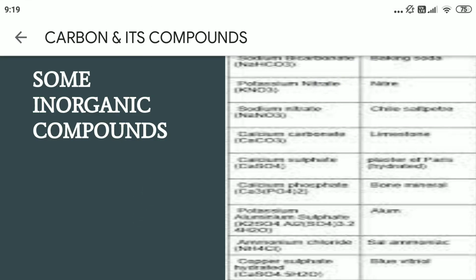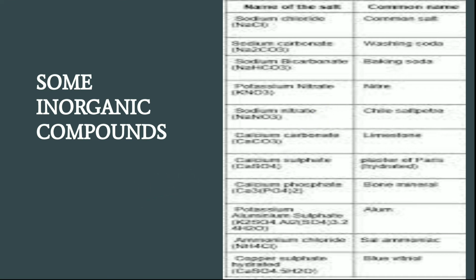Some inorganic compounds are sodium chloride. This picture is not coming properly, I don't know why. Sodium carbonate, sodium bicarbonate, potassium nitrate, then sodium nitrate, then calcium carbonate, calcium sulfate, calcium phosphate, potassium aluminium sulfate, we call it alum. Okay. Then ammonium chloride, copper sulfate, hydrated copper sulfate. These are inorganic compounds which do not contain carbon.